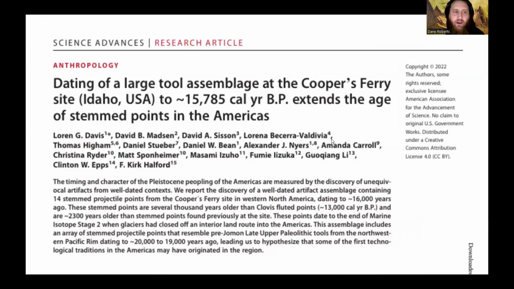But then we also have other sites, such as the Cooper's Ferry site in Idaho, which is talked about in this paper in the journal Science Advances by Lauren G. Davis et al., titled "The Dating of a Large Tool Assemblage at Cooper's Ferry Site, Idaho, to 15,785 calibrated years before present, extends the age of stemmed points in the Americas."